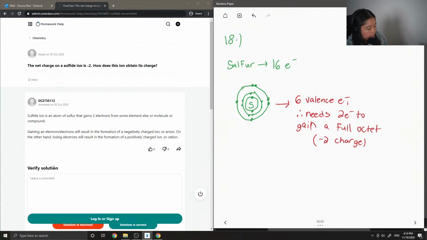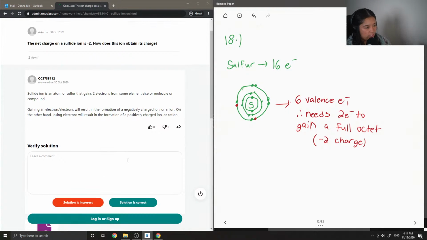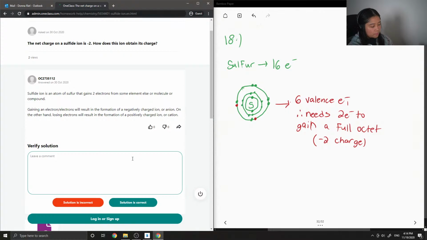Okay, so the junior tutor said, sulfide ion is an atom of sulfur that gains 2 electrons from some element, else or molecule or compound. I'll just draw those in. Gaining an electron/electrons will result in the formation of a negatively charged ion or anion. On the other hand, losing electrons will result in the formation of a positively charged ion or cation. Yep, so the solution is correct.